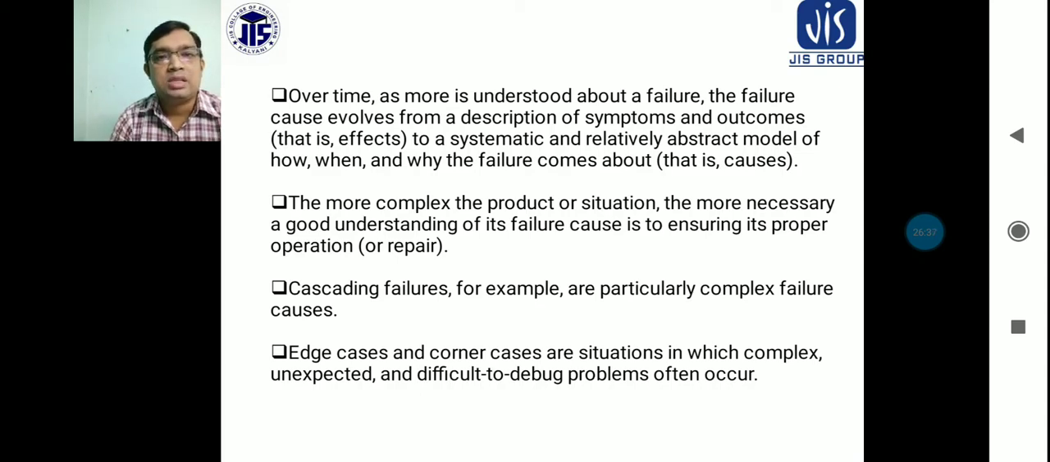And cascading failures, for example, are particularly complex failure causes, and edge causes and corner causes are situations in which complex, unexpected, and difficult to debug problems often occur.